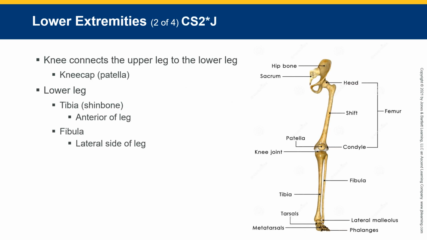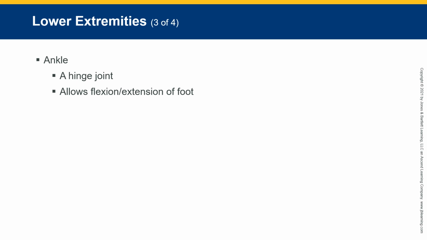Moving down, you have the knee, which connects the upper leg to the lower leg. It has the kneecap in it, which is the patella, the fancy word for the kneecap bone. The lower leg has the tibia, which is on the anterior side of the leg, the shin bone, and the fibula, which is on the more lateral side of the leg. It's good to know where your tibia is, especially if you ever have to assist with or do an IO, an intraosseous infusion. That's a good one to know. The ankle, the lower part of the extremity, is a hinge joint and allows for flexion and extension of the foot.